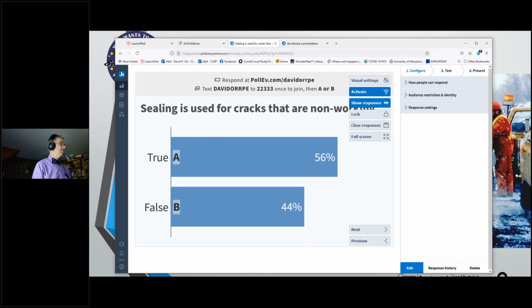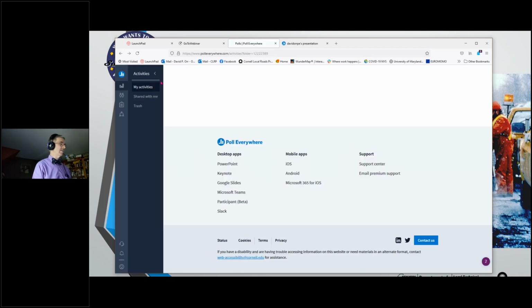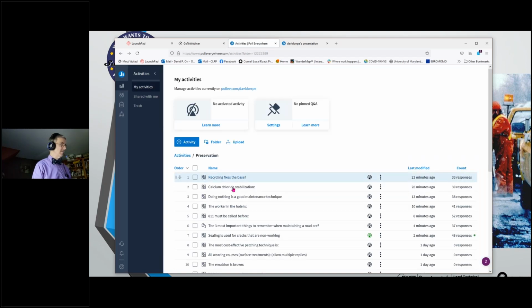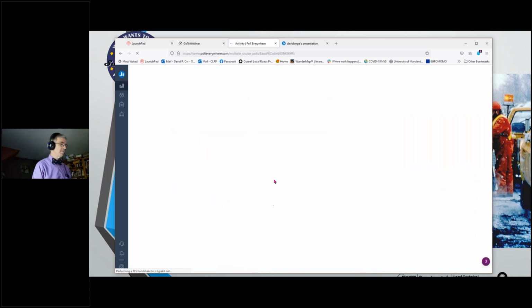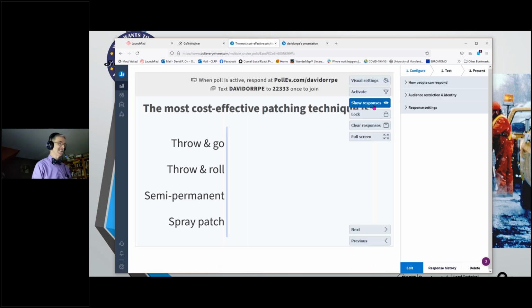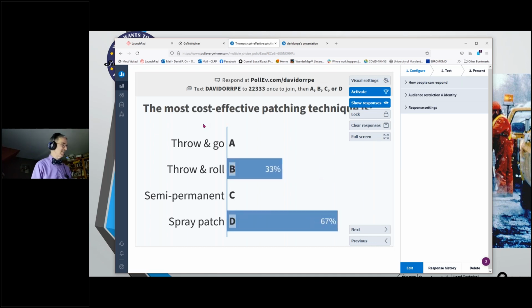Okay, so let's bring up our friend Pole EV. I'm thinking I'm in Ohio there, Victoria. We would always be happy to have you here. I know. We're definitely going to be there when we get to our national meeting in Ohio. I like going to Columbus. It's a great town. Most cost-effective patching technique: throw and go, throw and roll, semi-permanent, or spray patch. Let's see what y'all say.